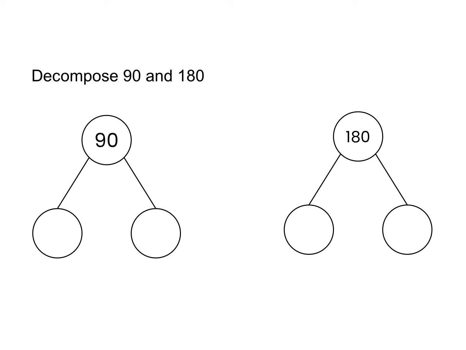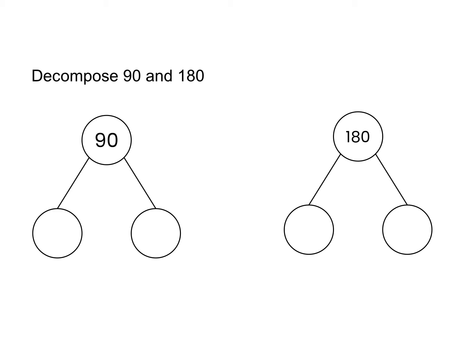This is Module 3, Lesson 37. We're getting so close to the end of this module. We are going to practice decomposing 90 and 180. And the reason we've chosen those is that these are two common angles that you run across in geometry.